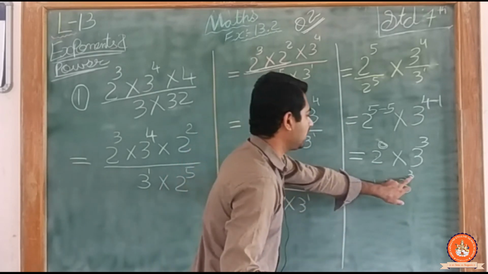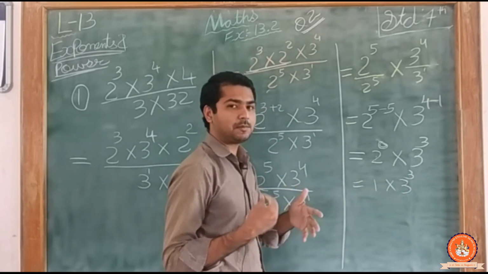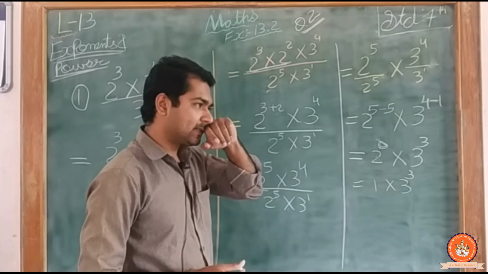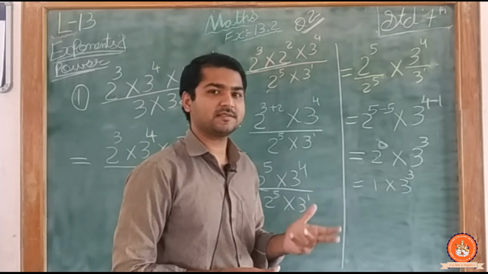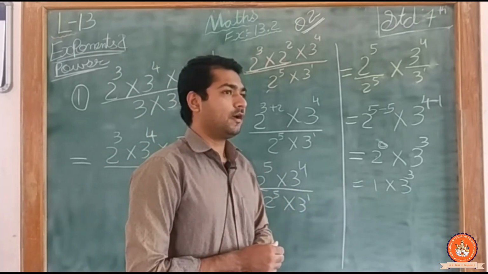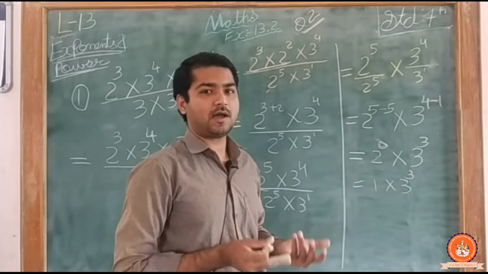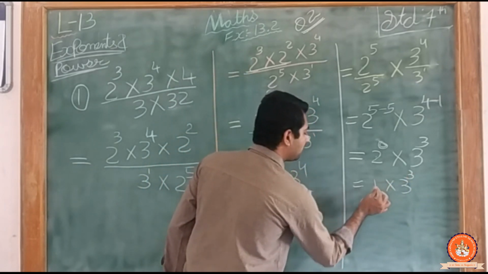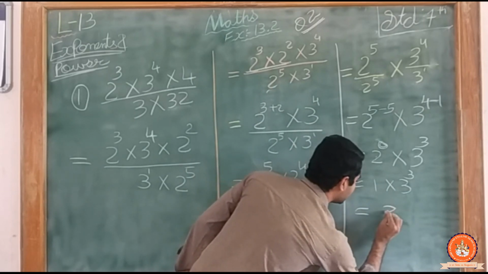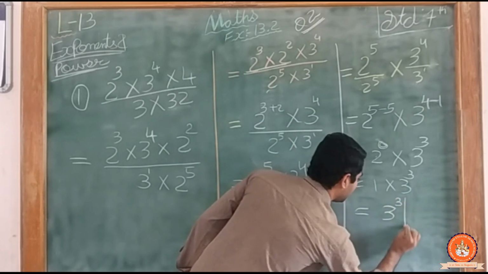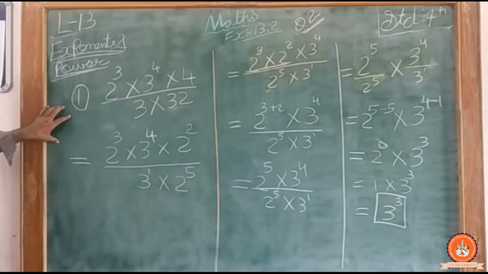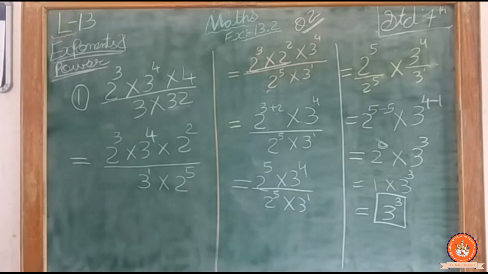Now 2 raised to 0 means 1, multiplied by 3 raised to 3. Anything multiplied by 1, your answer will be what you have. If I say a multiplied by 1, that means my answer is a. If I say 100 multiplied by 1, my answer is 100. Similarly, 3 raised to 3 multiplied by 1 means my answer is 3 raised to 3. So this is our question 2, number 1 question. Write it down in your book so I can move forward.